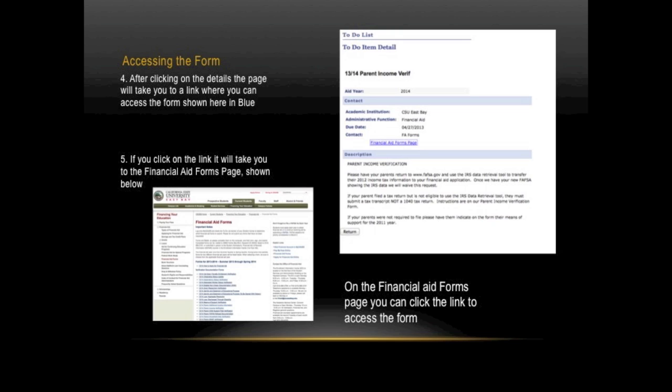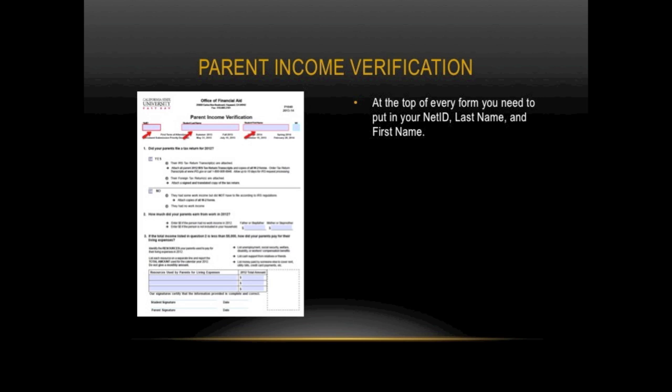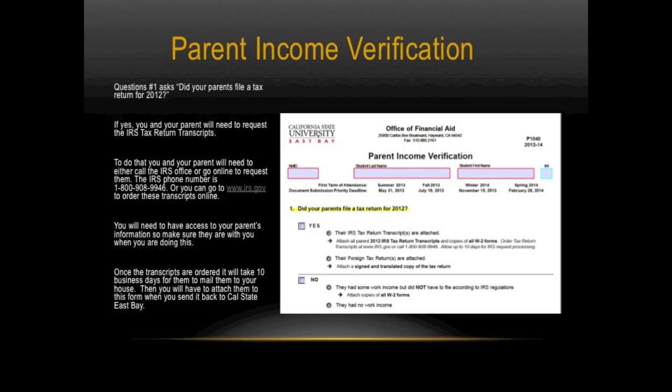On the page, there's also a blue link where you can access the form. If you click on that blue link, you will be taken to the Financial Aid Forms page. There, you can click on the form and a PDF of the form will open where you can fill in and print the form. Once you have opened the form, you can begin to complete it. At the top, you must enter your NetID, last name, and first name. Question number 1 asks, did your parents file a tax return for 2012?